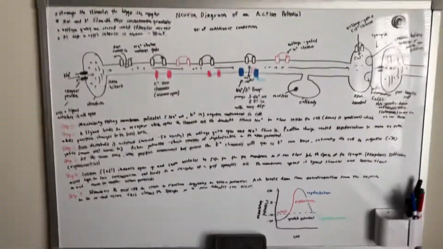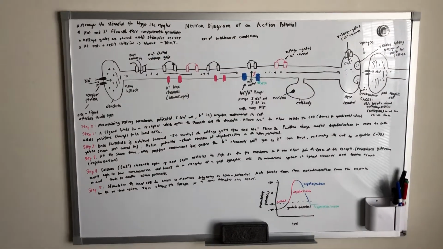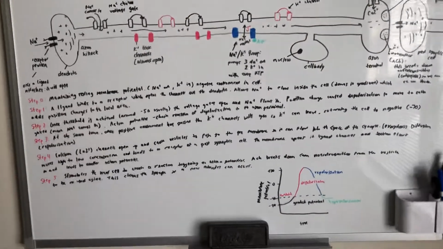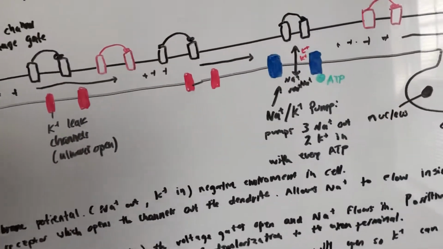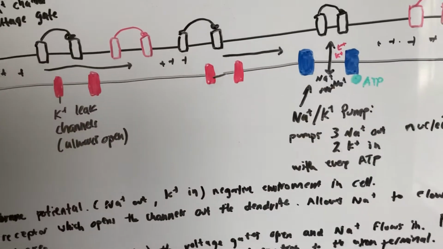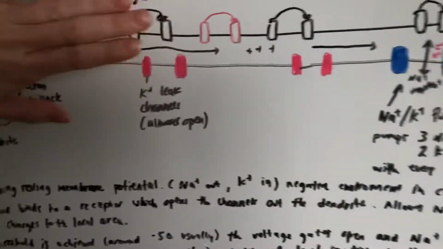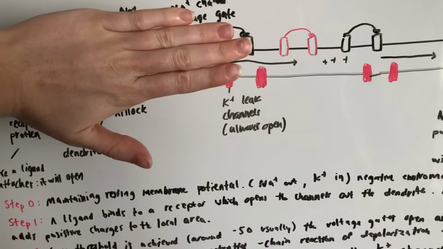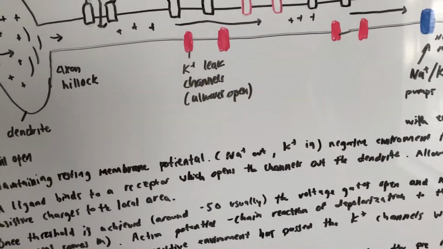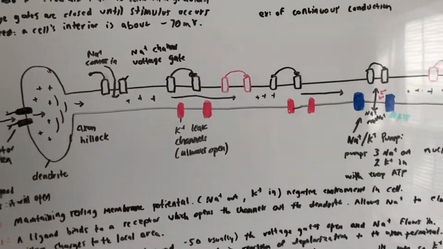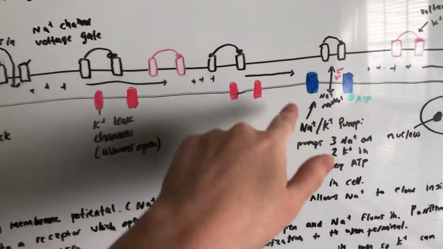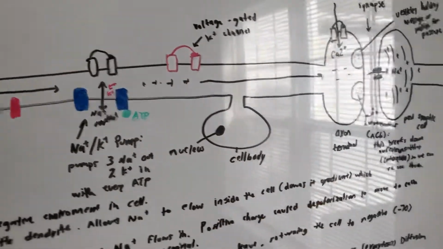And this whole thing is an example of continuous conduction, which means that each channel has to open up. But if the axon was covered with myelin sheaths here, then it would just flow right through, creating a faster conduction. But since this is unmyelinated, each channel has to open up till the end.